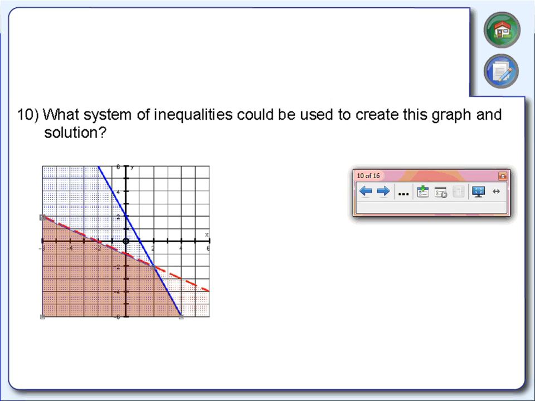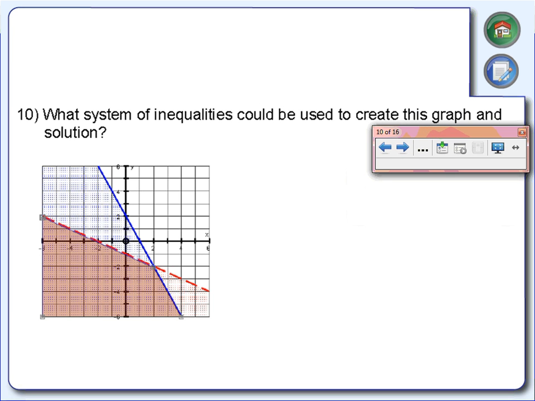Down at the bottom of your page, number 10, it says, what system of inequalities could be used to create this graph and solutions? Now, it's kind of hard to tell on yours because the copy machine doesn't do a very good job of doing that shading for you. So let's look at this one up here on the board. The first one, the blue one.